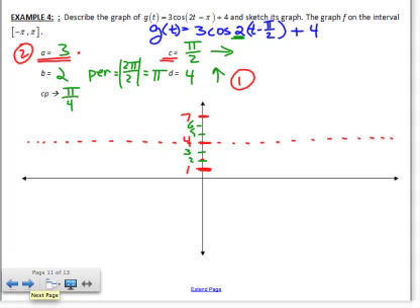Now we're going to do the horizontal shift. Now on this we have to shift to the right pi over 2, but we have to keep in mind with our shift how long we have to have our period.